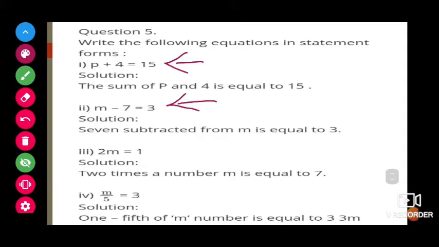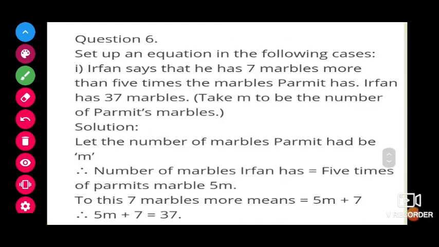Next, 2m is equal to 1 means 2 times your number m is equal to 1. Next, m by 5 means if m is divided by 5, we will get 3. We can write it like that, or else m by 5 can be written as 1 by 5 into m, so 1/5 of m is equal to 3. Anyway we can write it. Even you can try in your own way, but the answer should be the same.